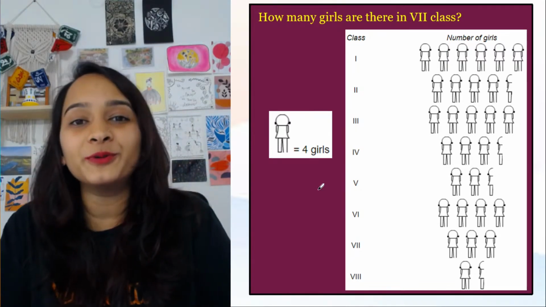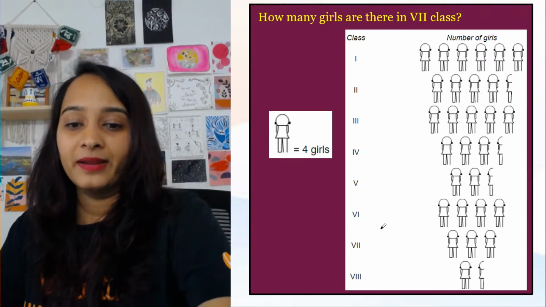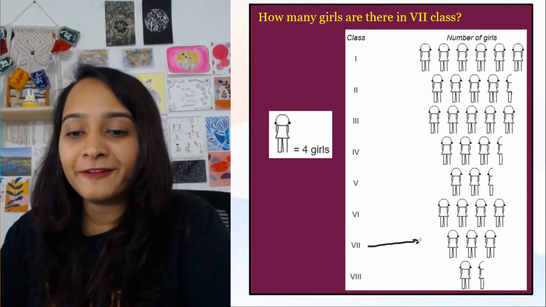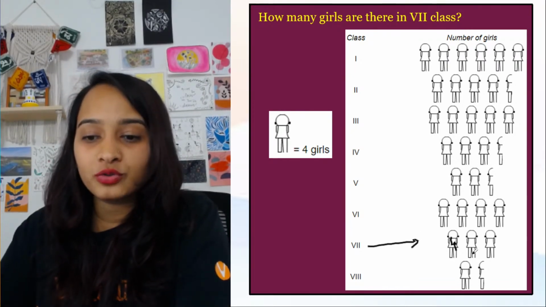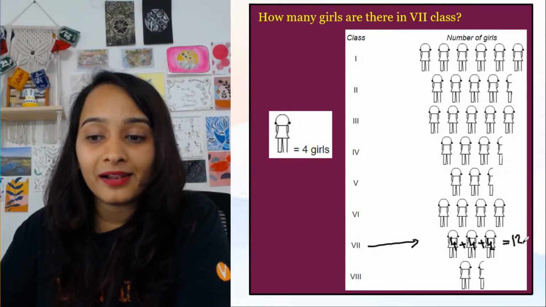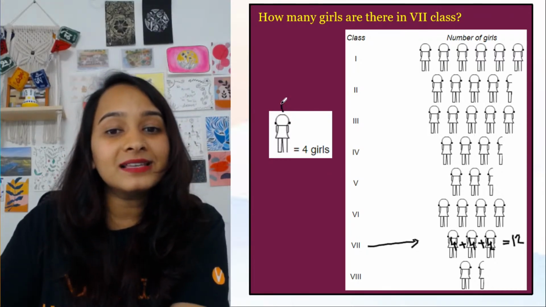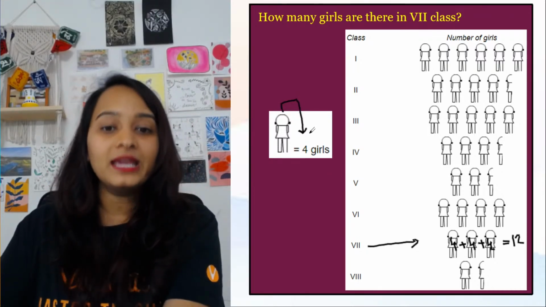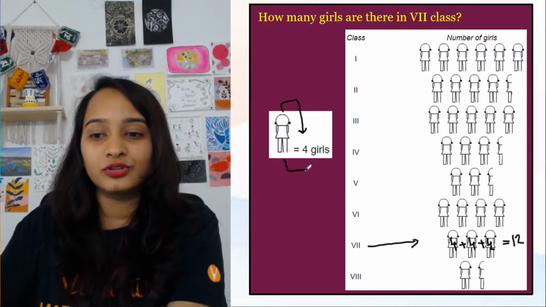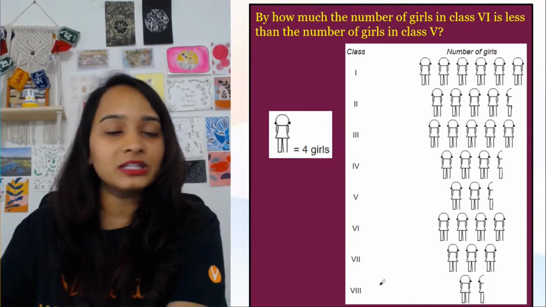Exactly, 12 students. How did you say it is 12? Because when it comes to grade 4, you can see 4 students here, 4 students here, 4 students here. So when you add all of them, it is equal to 12. Why are we taking one image to be 4? Because the scale is given: one image is equal to 4 girls. Now the answer here is 12.